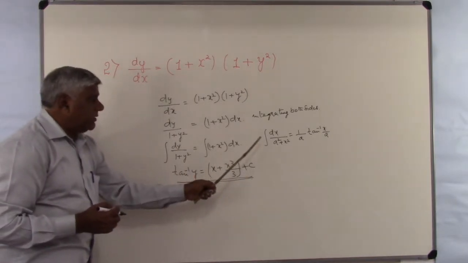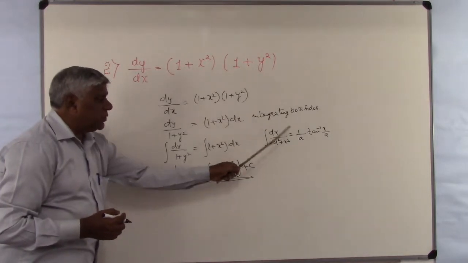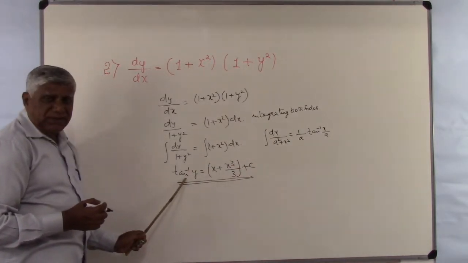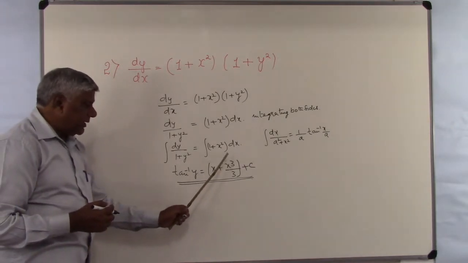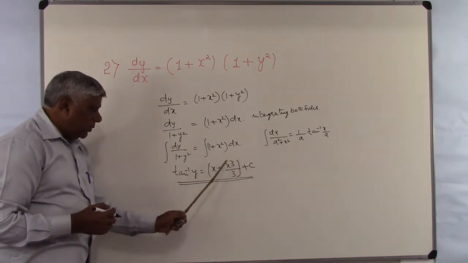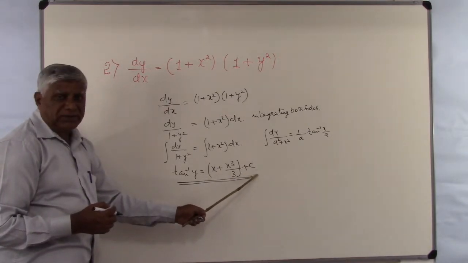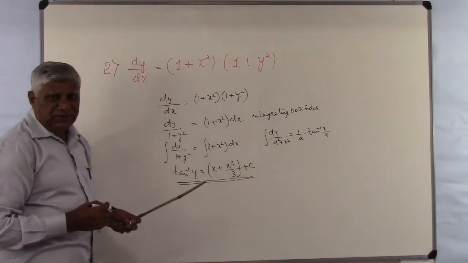But here we have to be very careful. We have to use this formula for tan inverse y. So tan inverse y is equal to x plus x cube by 3, group it, plus c, a constant. That is the answer to this.